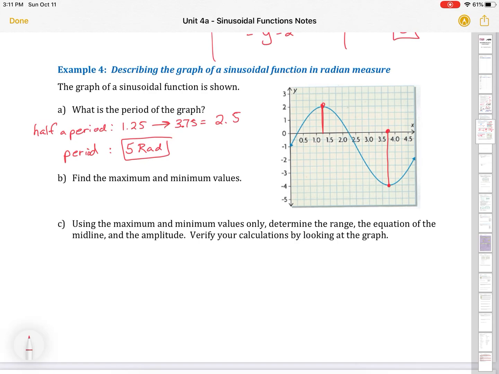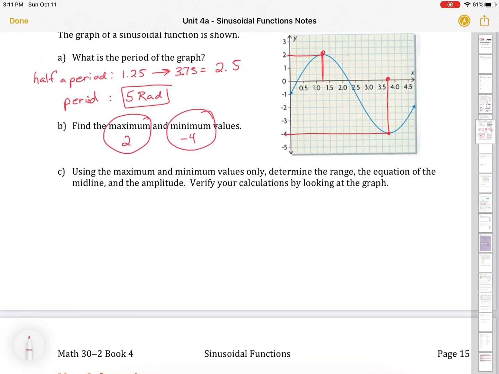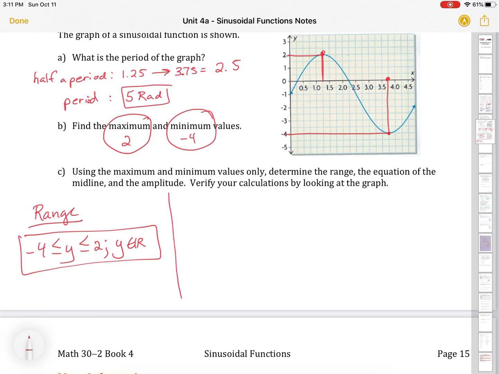Find the maximum and minimum values. Well, my maximum value is right there, which is 2, and my minimum value right there is -4. So maximum is 2, and minimum is -4. Okay? Pretty straightforward. Using the max and minimum values only, determine the range, the equation of the midline, and the amplitude. So our range, which is our y values, goes from -4, y is greater than or equal to -4, and less than or equal to 2, and y is in the set of real numbers. Okay, so that's my range.